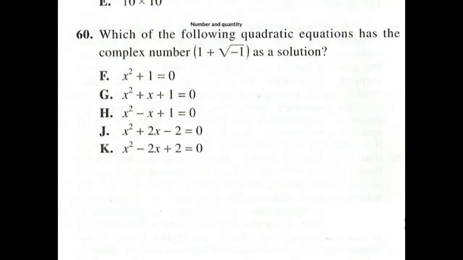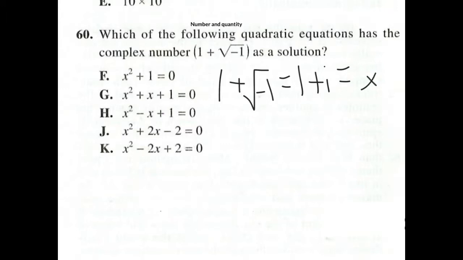Okay, so the problem is asking us which of the following functions has the complex number 1 plus square root of negative 1 as a solution. And we know that 1 plus the square root of negative 1 is equal to 1 plus i. So if x has to equal this, then when we input it into the functions, the value should equal 0. Each of the functions has x squared being inputted, so it would help us to just square this initially, because we're going to need it for whichever function is our answer.